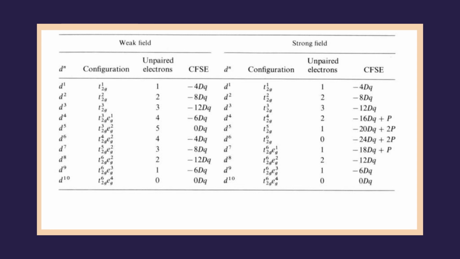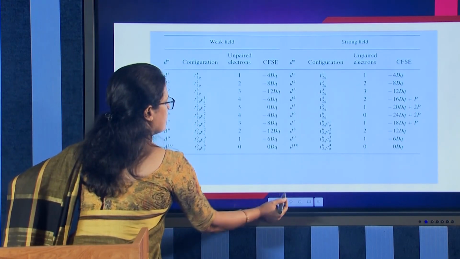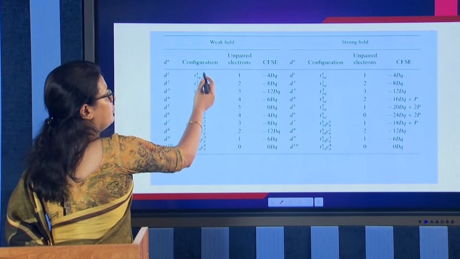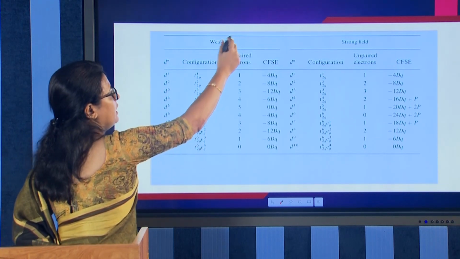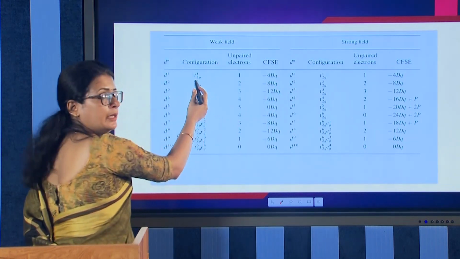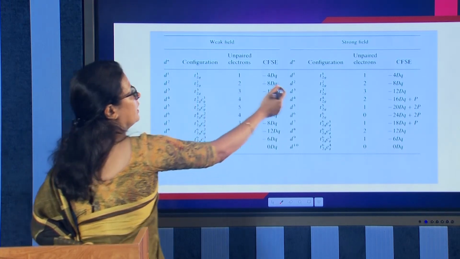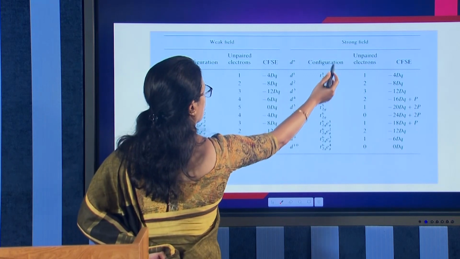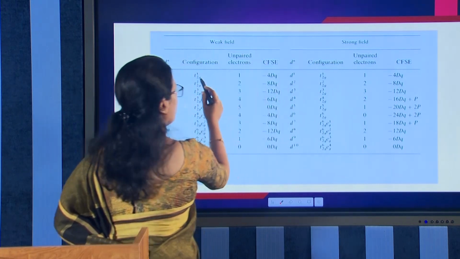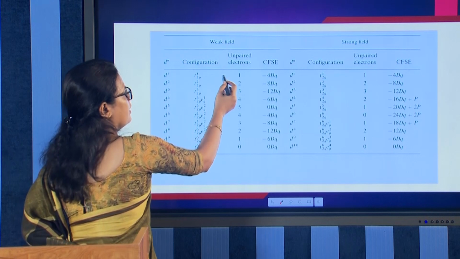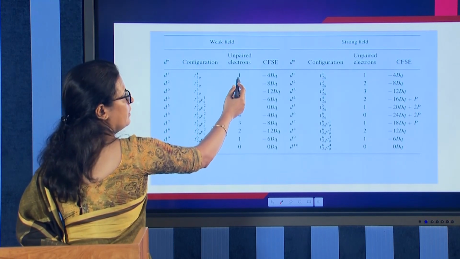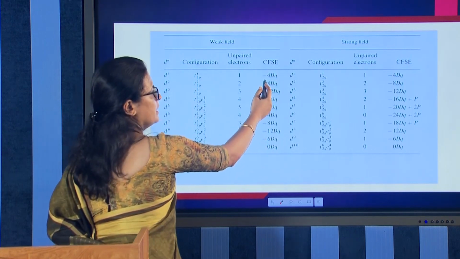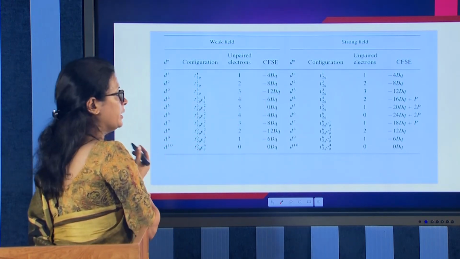See this, if we take the D1 system, D1 means 1 electron. It will be in the T2G set, whether it is a weak field or strong field. That is T2G1. Whether weak or strong field, 1 electron will be in the T2G set, and the number of unpaired electrons will be 1. Here also it will be 1, and while calculating the CFSE, it was minus 4 dQ.